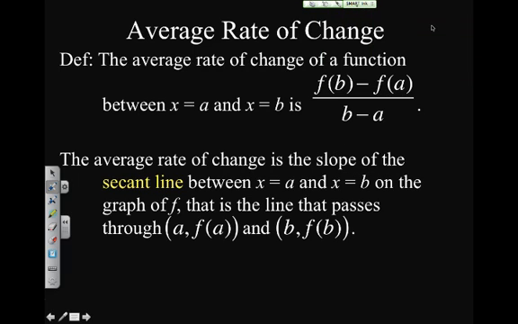So average rate of change is the slope of the secant line between x equals a and x equals b on the graph of f. In other words, that's the line that passes through those 2 points, which we just talked about. It's the slope of that line.